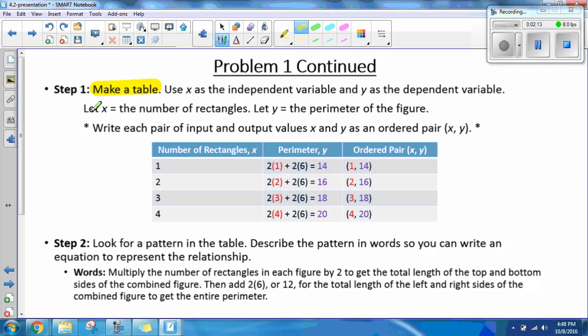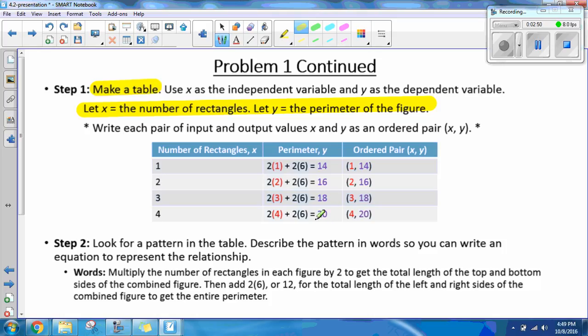You will always need to claim what your variables represent. So in this case, we say let x equal the number of rectangles and let y equal the perimeter of the figure. Write each pair of input and output values, x and y, as an ordered pair. So the number of rectangles, represented by the variable x, is 1, 2, 3, 4. The perimeter, represented by the variable y, is going to be 14, 16, 18, and 20.